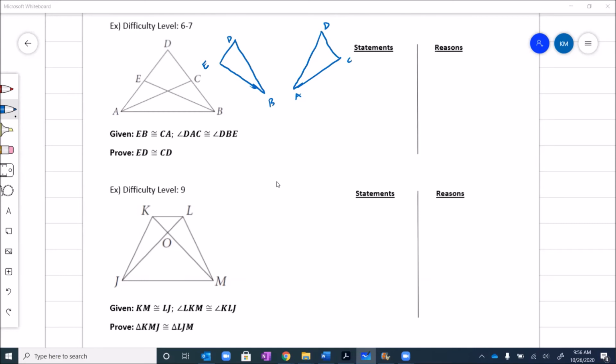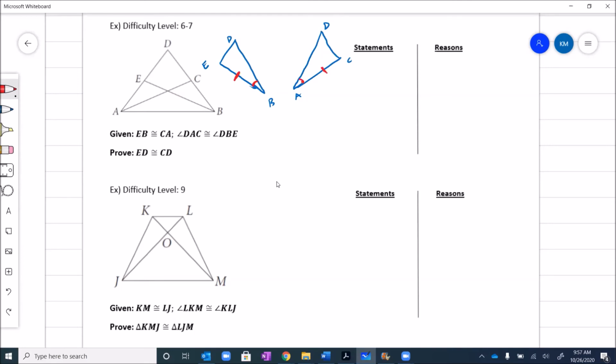And so as I'm looking at that, I'm going to start with the given information. So they told us that EB was congruent to CA. Okay, good. And they told us that angle DAC was congruent to angle DBE. Okay, so both pieces of information that they gave us are in these two triangles. So it makes me think, okay, I probably chose the right triangles. Remember that we had other triangles that are overlapping here, and so there's a possibility that we need to focus on other triangles. So we need to make sure that that's what we're looking at.